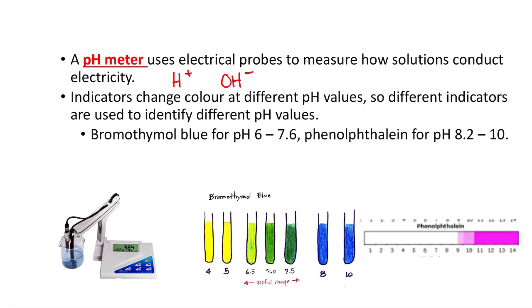Phenolphthalein is used for pHs above 8.2 up to 10. After 10, it's just magenta, so you can't actually differentiate. You can see the gradual color change in the range of 8.2 to 10. If it's below 8.2, it's going to appear colorless and clear.